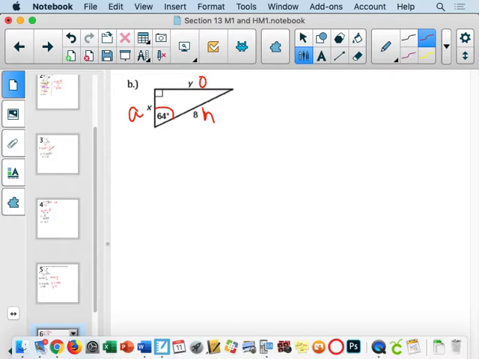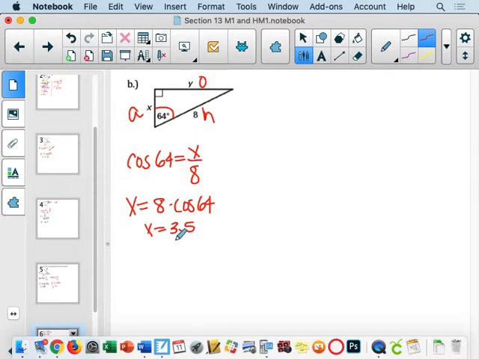So first of all, to solve for x, I used cosine. Cosine's your adjacent and hypotenuse. So I have cosine of 64 equals x over 8. And to get x by itself, I'd multiply both sides by 8. So in my calculator, I'm going to type 8 times the cosine of 64. And you should get x as 3.5 rounded to the nearest tenth.